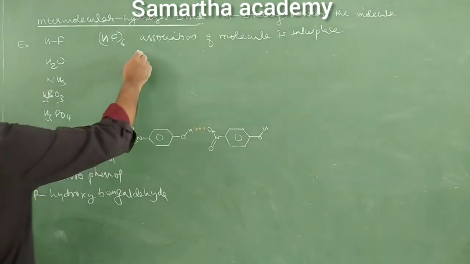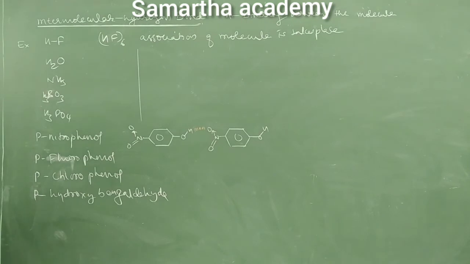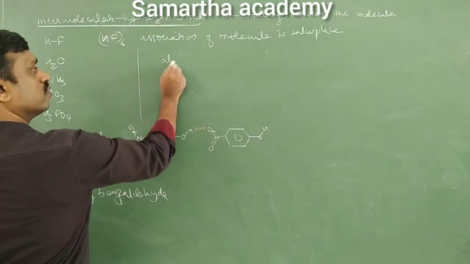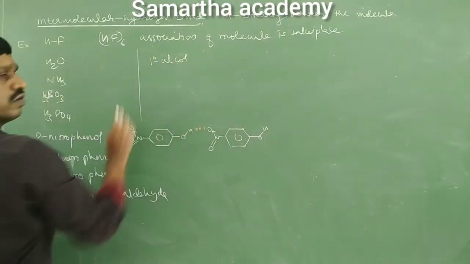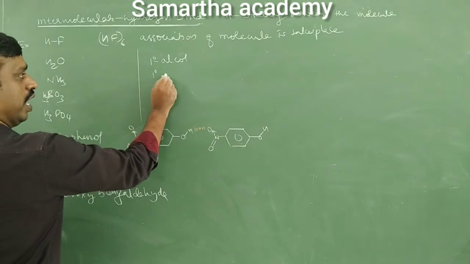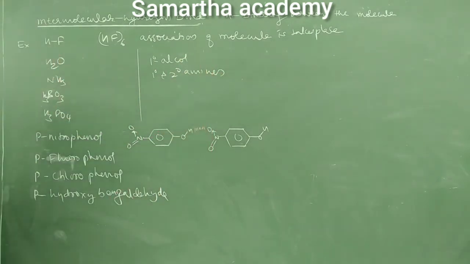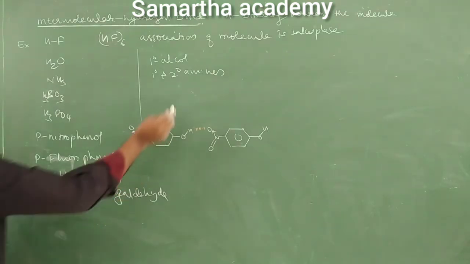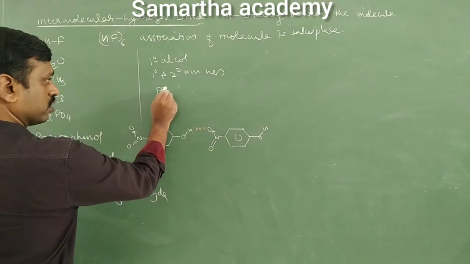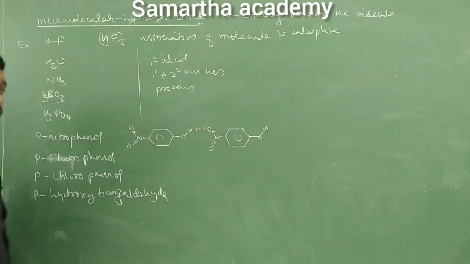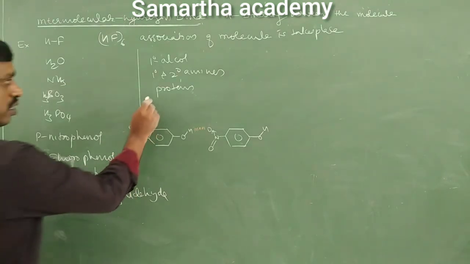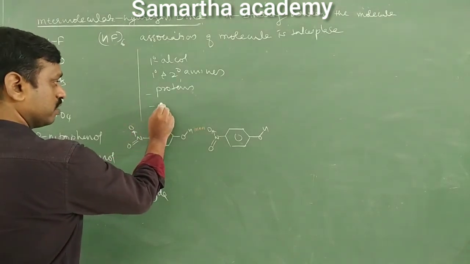Along with this, there are some biomolecules, like even alcohol also, no? Primary alcohol, even primary and secondary amines. We study in the alcohol and amine topic, they are having hydrogen bond. Biomolecules like proteins, you have studied protein structure. In protein structure there is hydrogen bonding, is there? No? Protein, even nucleic acid, yes or no?